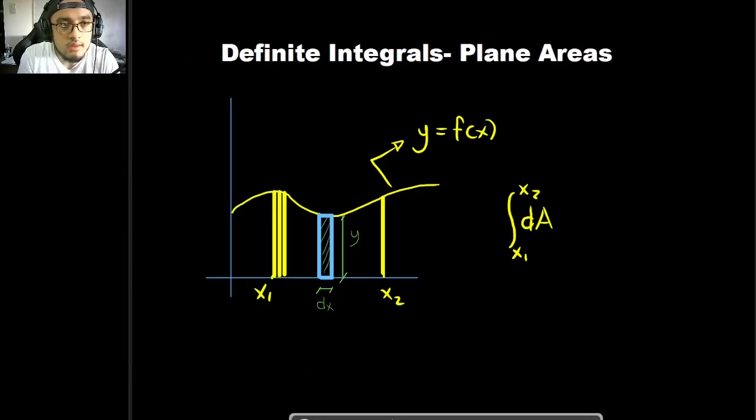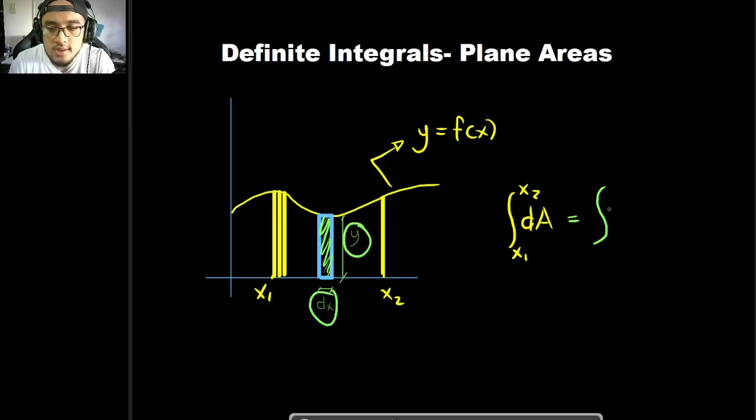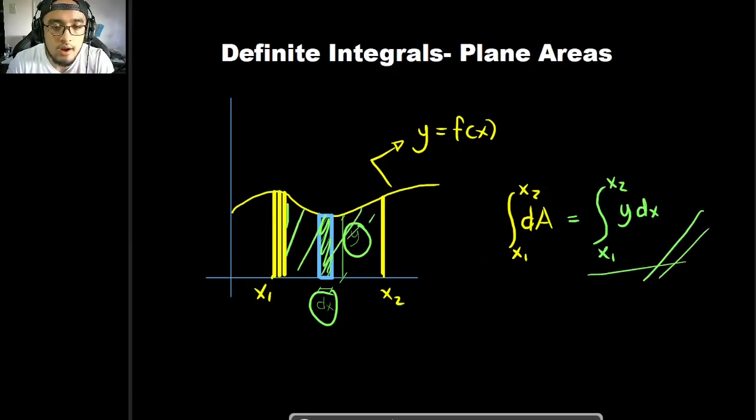From that, our new equation is now equal to the integral of, what is our differential area? Our differential area is this area right here, and that is y times dx. So y times dx, and don't forget the limits x1 up until x2. This is your formula for you to solve for this particular area.